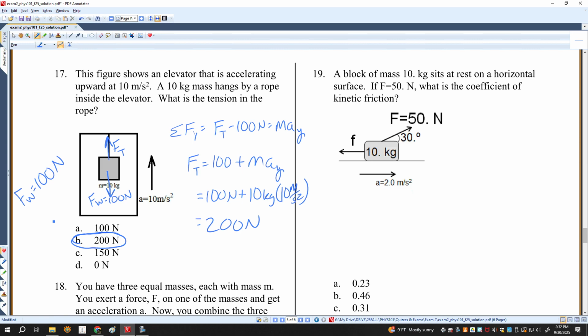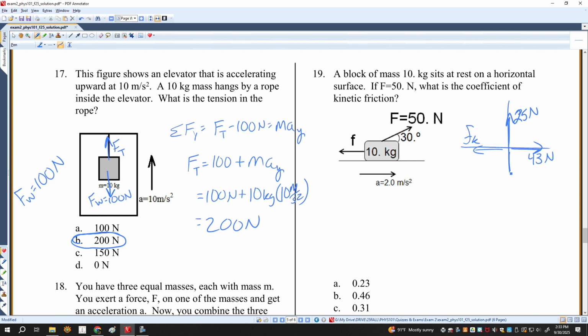All right, this is one of the more difficult ones. What is the coefficient of kinetic friction here if it accelerates to the right at 2 meters per second squared? I'm going to redraw this with all of my vectors. This is Fk. I'm going to go ahead and find the x and y components. It's 50 sine 30, which is 25 newtons, and then 50 cosine 30 is 43 newtons.